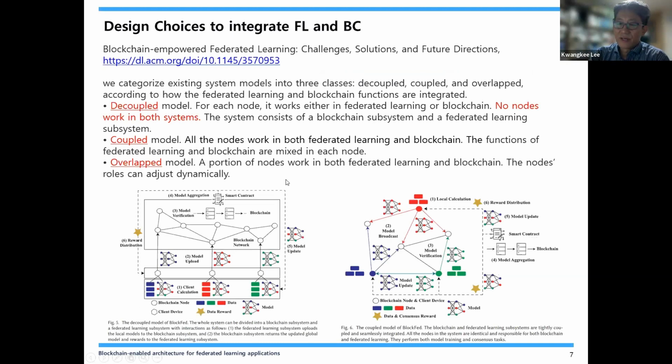It is worth mentioning that there are several design choices for integrating federated learning and blockchain features, each with its own pros and cons. One possible option is tightly coupled, in that the clients of FL are also nodes of blockchain. In other words, the clients not only train the local models, but also verify the updates and generate new blocks. Another option is decoupled. In this case, no node works in both systems, and the system consists of a blockchain subsystem and a federated learning subsystem.